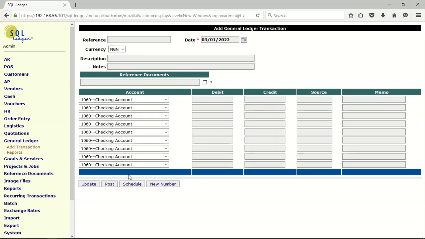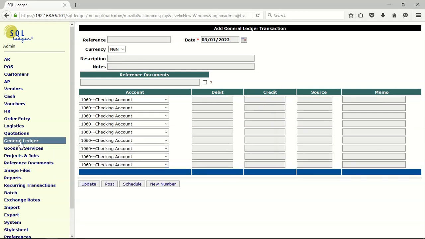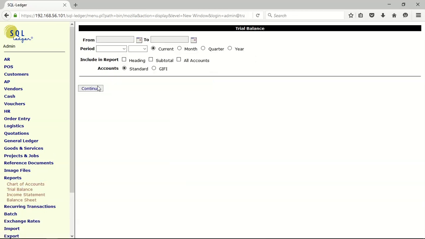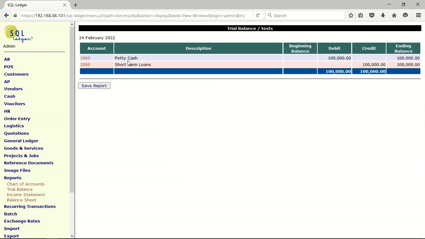Now we will post it. When we click post, the money enters the woman's account. Now if you go and check the report, let's check the trial balance and see what is there. You see that the money is still in Mama Doshima's hand, but it shows that she owes for that short-term loan. Immediately she gets the money, she will buy fish.